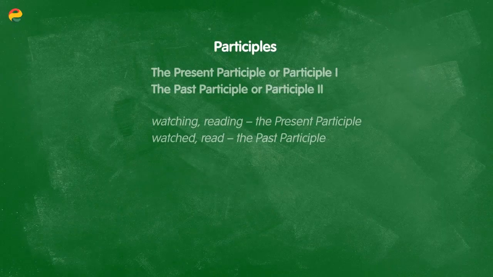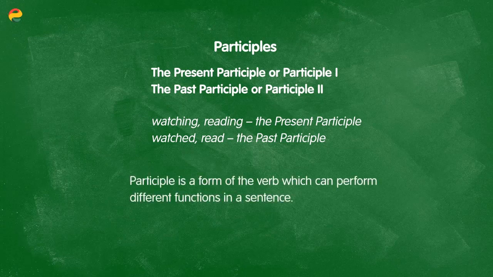We have the first participle, or the present participle, the ing form, and the second participle, or the past participle. Now, there are two examples on your screen at the moment. For example, watching or reading. These are both in the present participle, and watched and read, these are in the past participle with the ed ending. So the participle is the form of a verb which can have different functions in a sentence. And let's examine them now a little bit more closely.